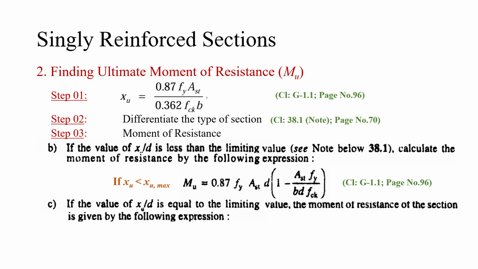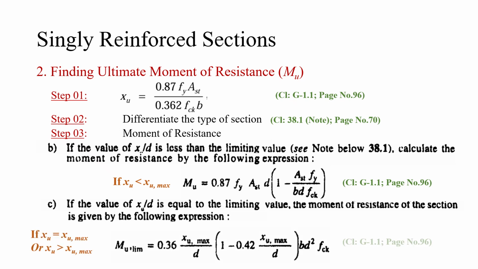If the value of xu over d is equal to the limiting value, the moment of resistance of the section is given by the following equation. So this is the equation, given in the same G-1.1, page number 96. Here we'll be using xu max over d. When it is a balanced section or over reinforced section, we'll be using this equation here.